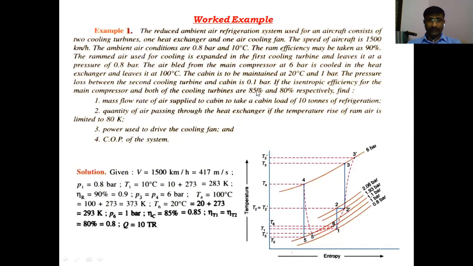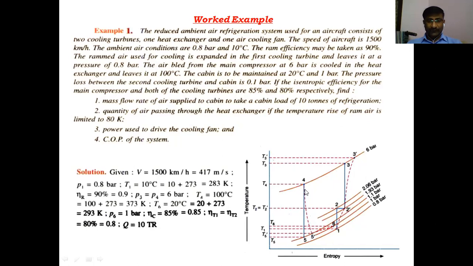The compressor has only 85% efficiency. That's why you have to consider the actual process, that is 2 dash to 3 dash. Clear? From there, the air is cooled in the heat exchanger by using the reduced air coming from the first cooling turbine. Then the air is expanded in the second cooling turbine. Due to its inefficiency, the actual process is taken up to 5 dash. This is the actual expansion process in the second cooling turbine.